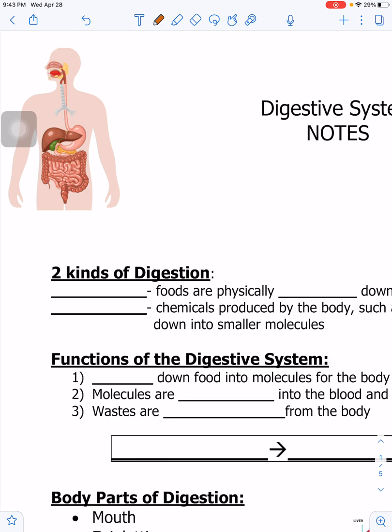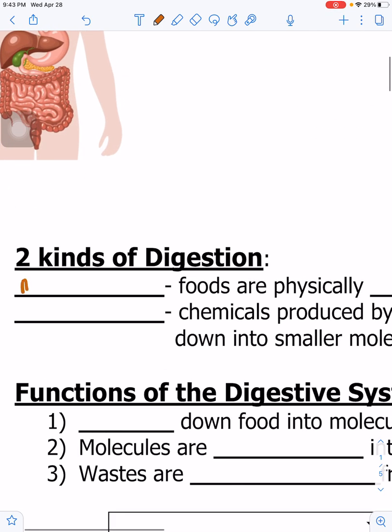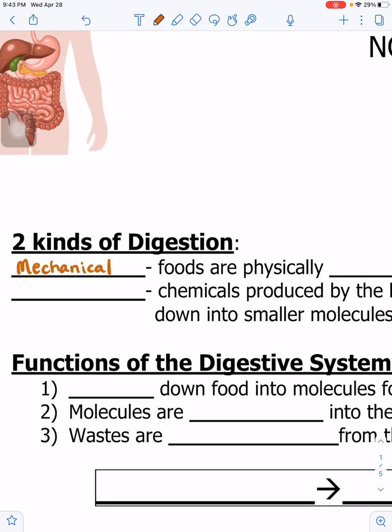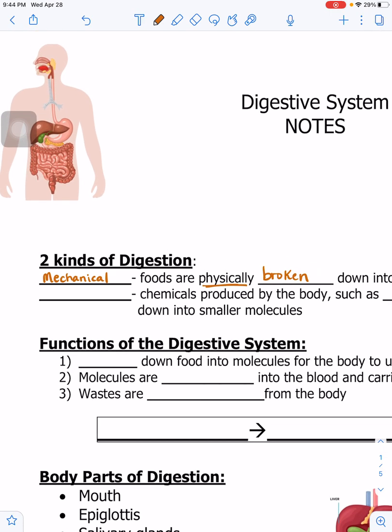It's the same idea that applies through digestion, but it's called something a little different. The first one is called mechanical digestion. So let's write that in. Mechanical. That means that the foods are physically broken down into smaller pieces.